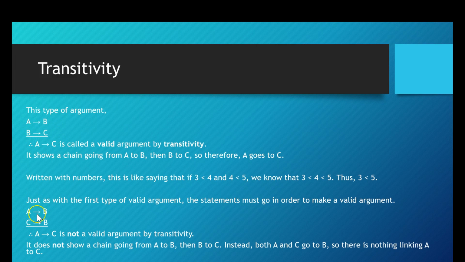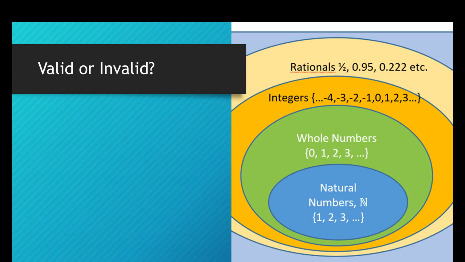Look at this one though, A to B, C to B. Can you conclude A to C? No, because it doesn't go A to B and then B doesn't go to C. It's backwards here. It needs to be A to B and then B goes to C. So you need to show a chain going from one end to the other.